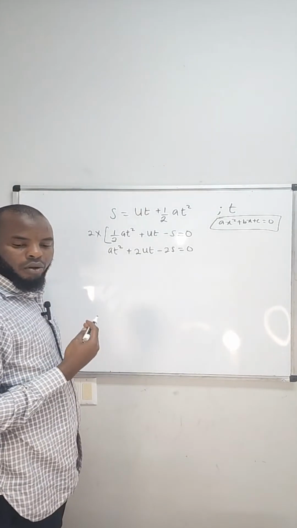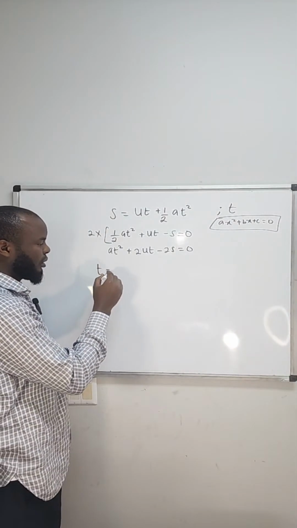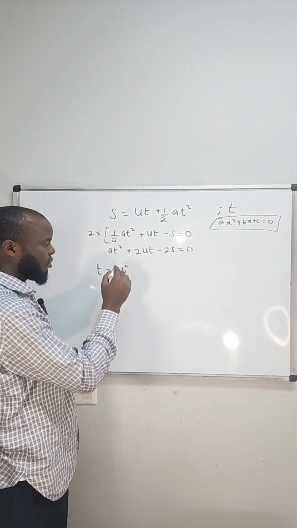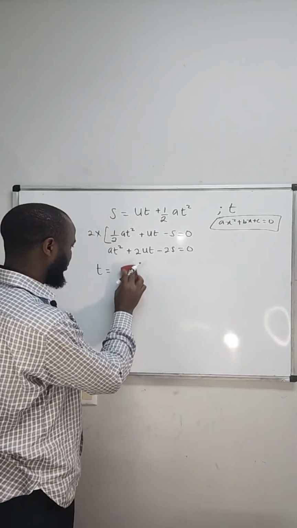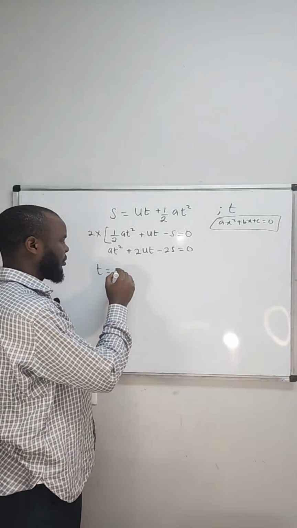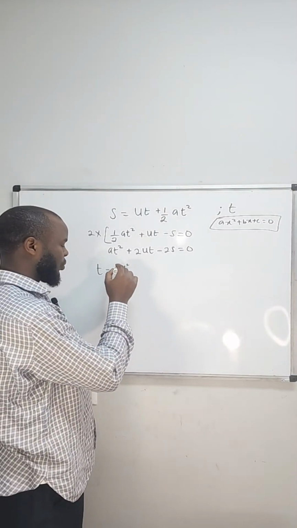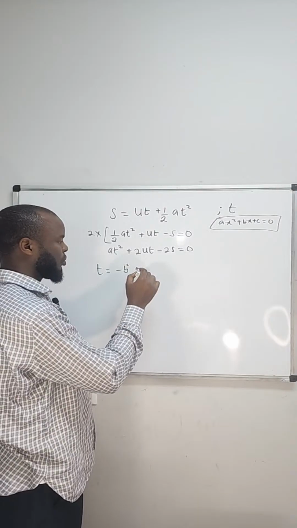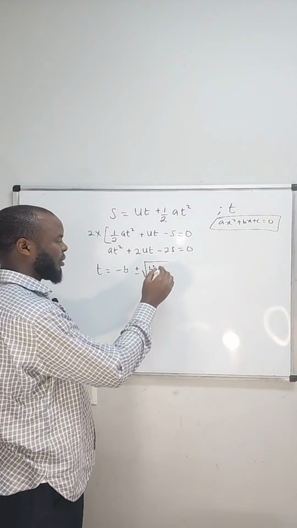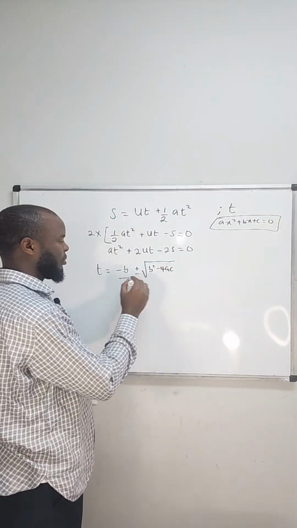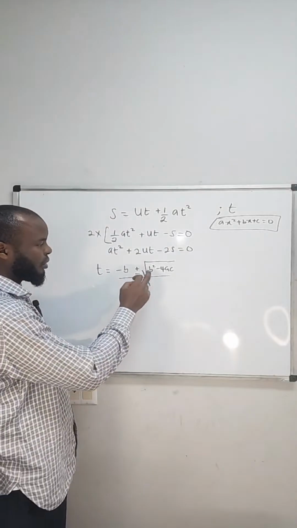Now, there's a formula we call the quadratic formula. The quadratic formula says that T equals minus B plus or minus the square root of B squared minus 4AC, all over 2A. This should be the right one. So we have minus B plus or minus root B squared minus 4AC.